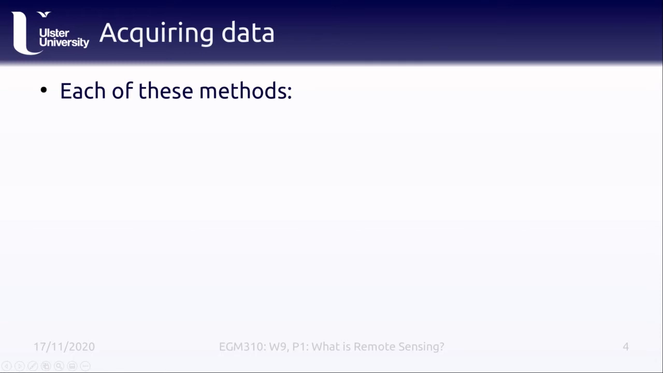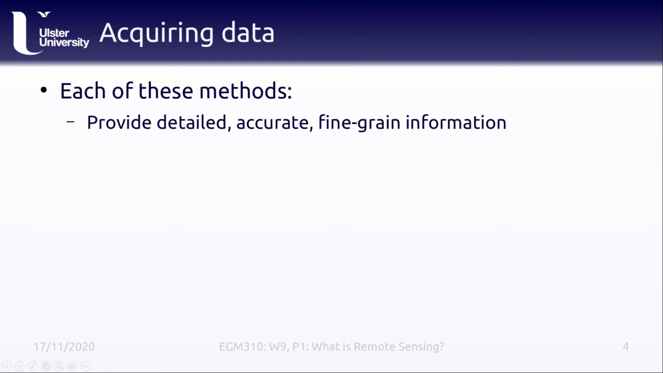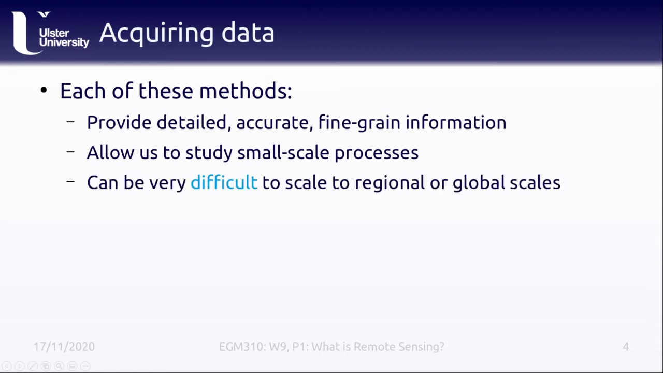Each of these different methods gives us detailed, accurate, fine-grained information. They allow us to study small-scale processes, but can be very difficult to scale from the small scale to the regional or global scales. For example, measurements we make in one river catchment or one lake don't necessarily tell us anything about another river catchment or another lake just a few kilometers away.